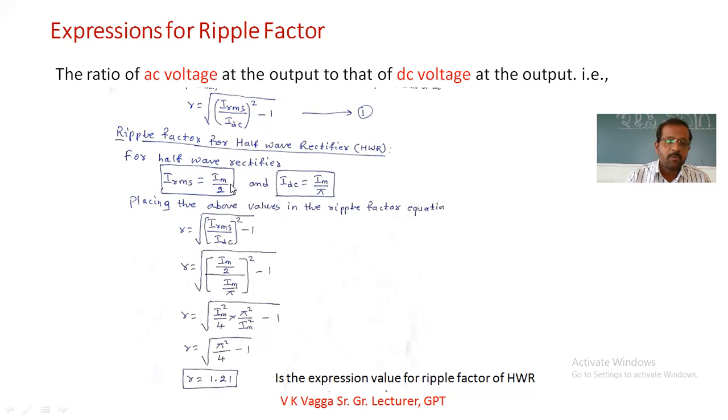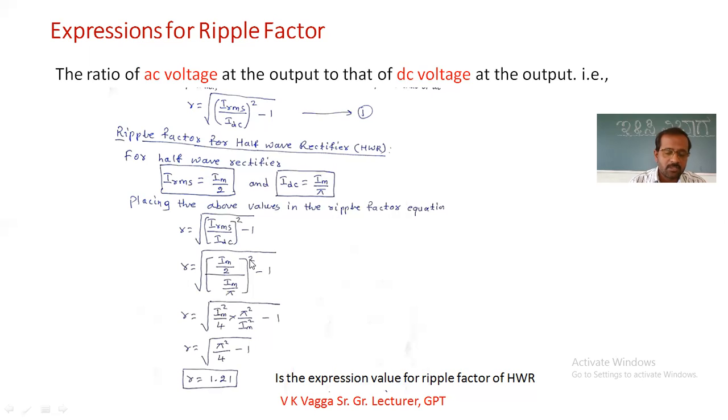I am going to place the values of IRMS and IDC in the above equation. The ripple factor R is equal to square root of (IRMS divided by IDC) whole squared minus 1. In place of IRMS I place Im divided by 2, in place of IDC I place Im divided by pi, and it is squared, minus 1.